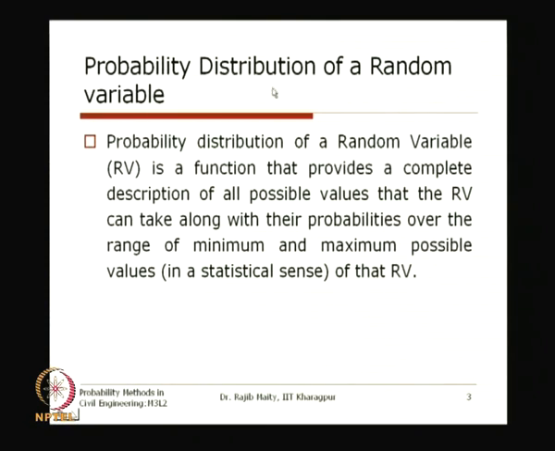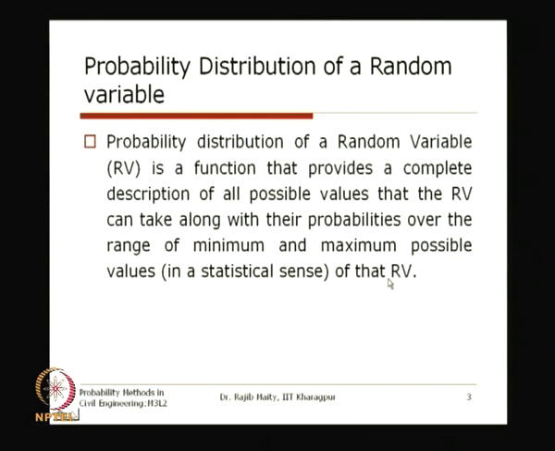Now, the probability distribution of a random variable is a function that provides a complete description of all possible values that the random variable can take, along with their probabilities over the range of minimum and maximum possible values, in a statistical sense, of that random variable.